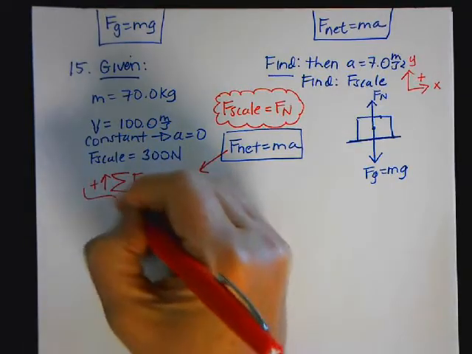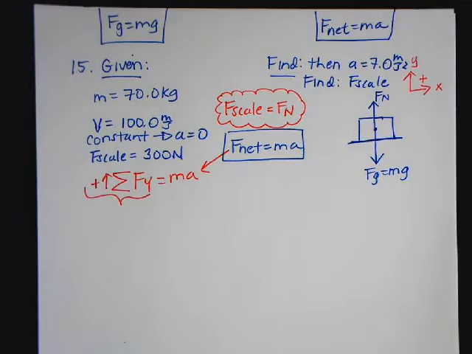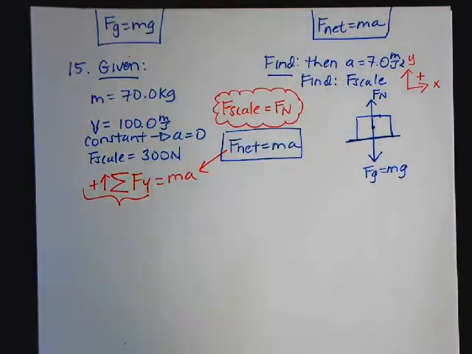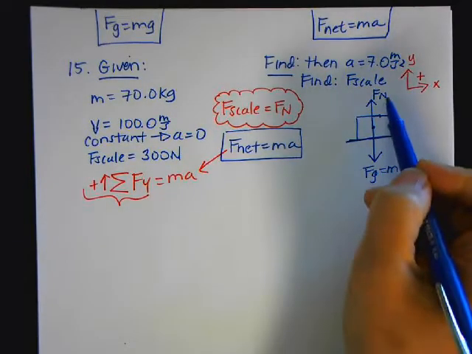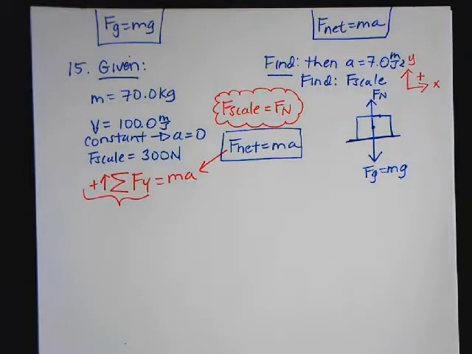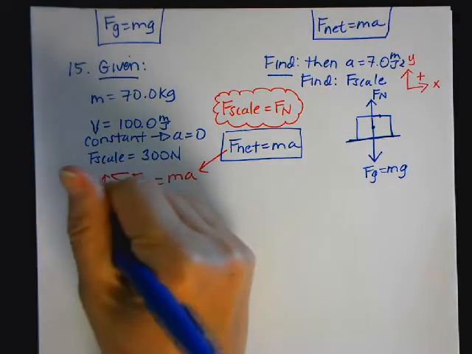So now I'm going to go like this, and now I'm going to look over here at my free body diagram. The first one I see is Fn, the normal force, and is it going up or is it going down? It's going up. So up is positive, Fn.